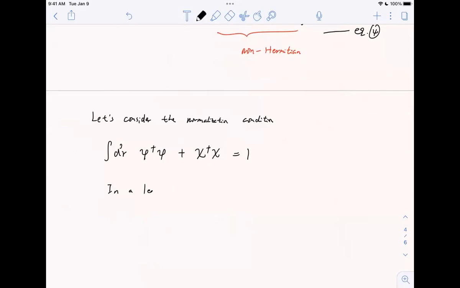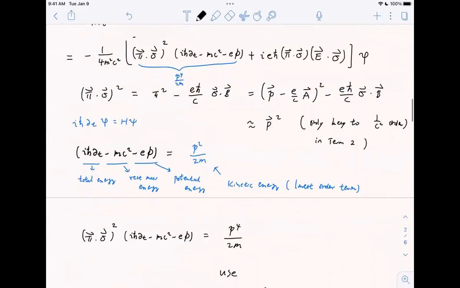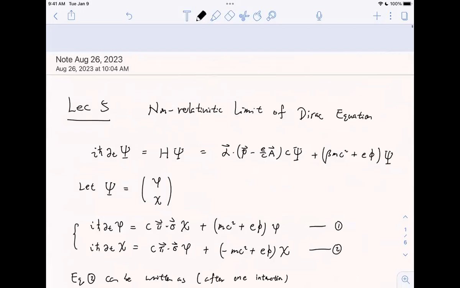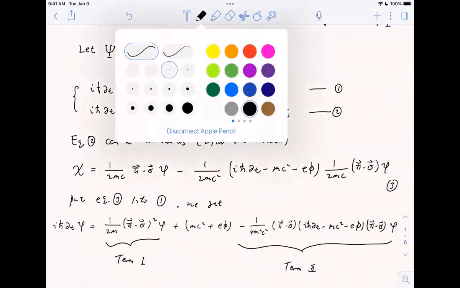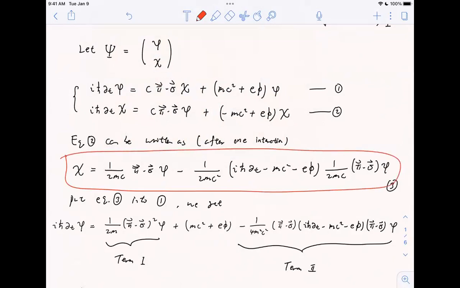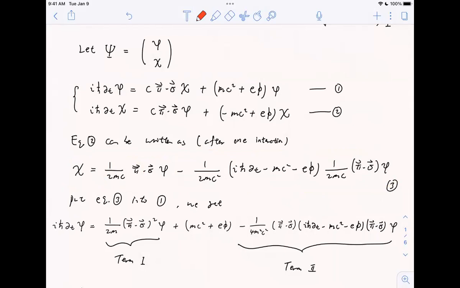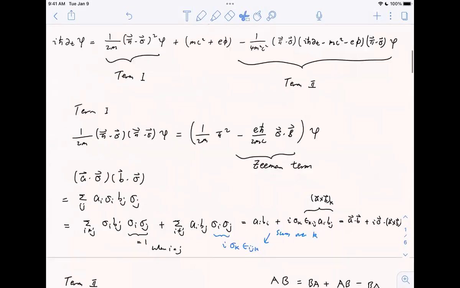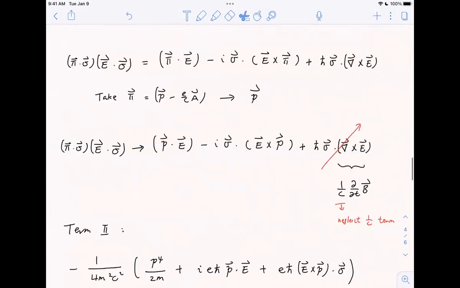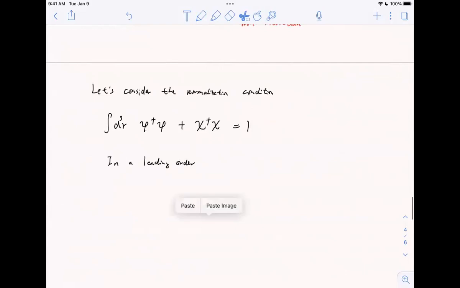in a leading order, let's go back to chi. Where's chi? Oh, it's at the very beginning. Chi is equal to this thing. In the leading order, it is this term, 1 over c. And you can change this pi into p to the leading order. So you can copy this. Then you can change this just into p.